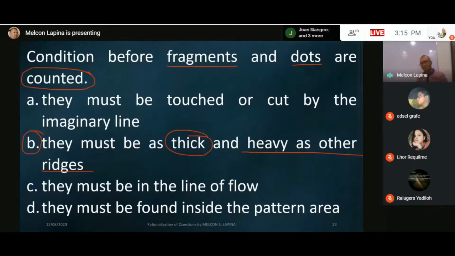So you do not outrightly consider fragments and dots as ridges because it may just be a dirt. So for it to be considered as a ridge, it must be thick. Dapat makapal siya. Pag hindi siya makapal, then hindi siya matawag na ridge. Disregard natin ang fragment na yan at saka that.